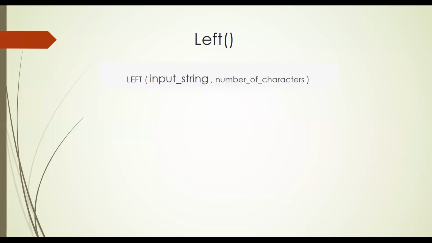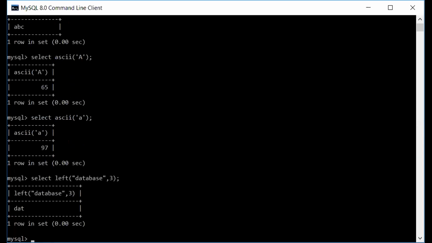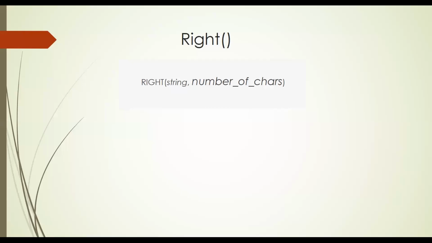So in left function, two parameters are required. The first one is string and the next parameter is number of characters. Let me show you this. Select left, my string is database and the number of characters I want, that is 3. So as you can see, DAT, 3 characters from the left hand side. This is the output.